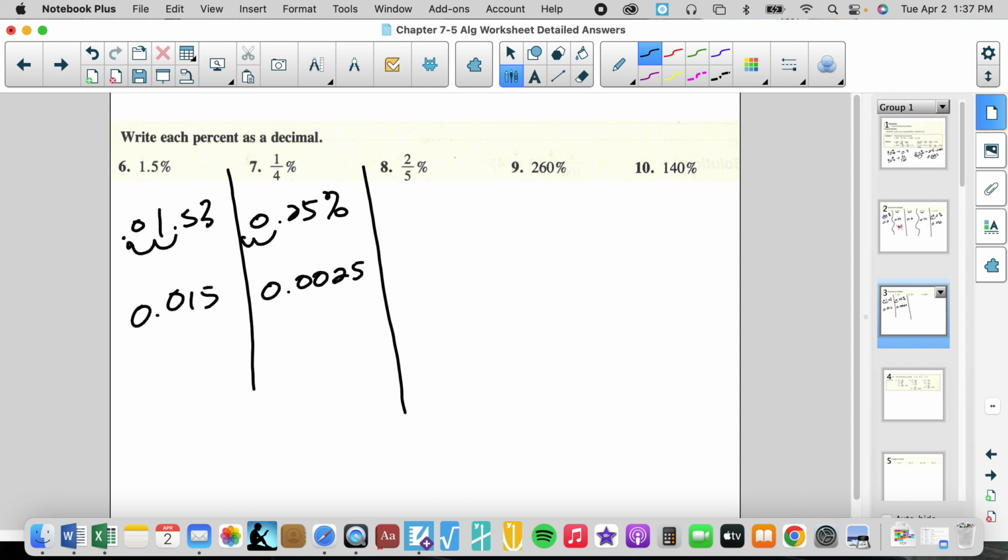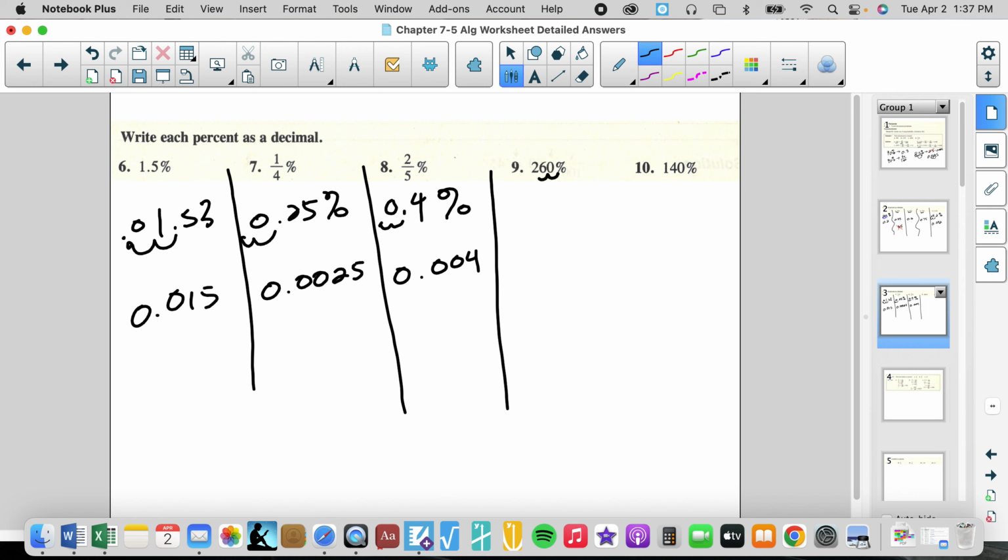2.5, we should know that that is going to be 0.4% or 0.4. And now we're going to move that decimal point over 2 places. So we get 0.004. We can go back and look if that decimal point was here, 1, 2, yeah, that moved it.